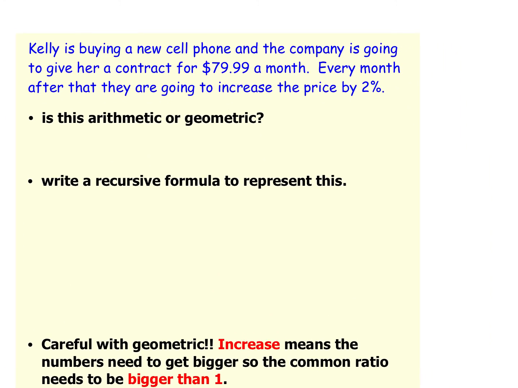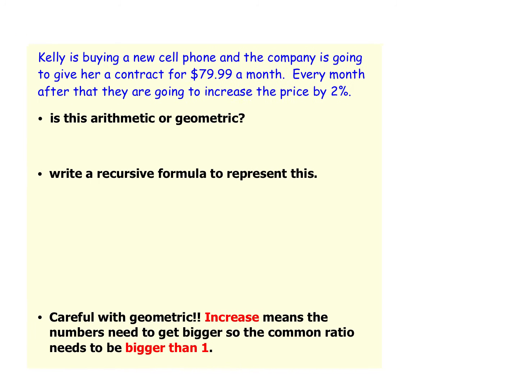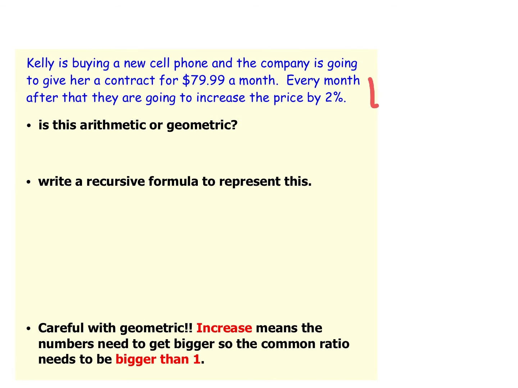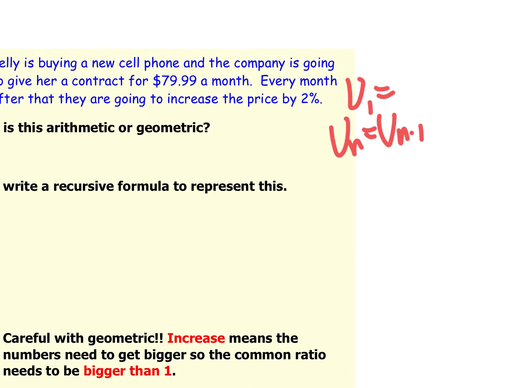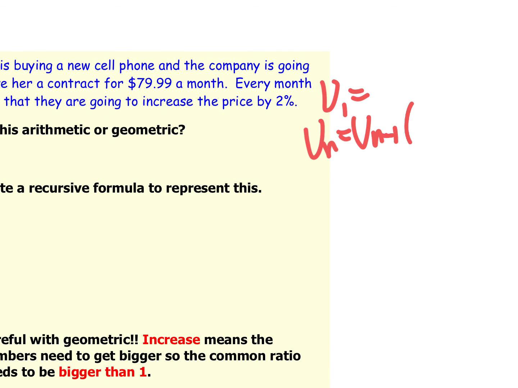Okay. I'm going to give you this hint. You usually start with u sub 0 or u sub 1. You always have u sub n equals u sub n minus 1. And then if you're multiplying by something, it goes here. Or if you're adding by something, it goes there too, but it doesn't have parentheses.